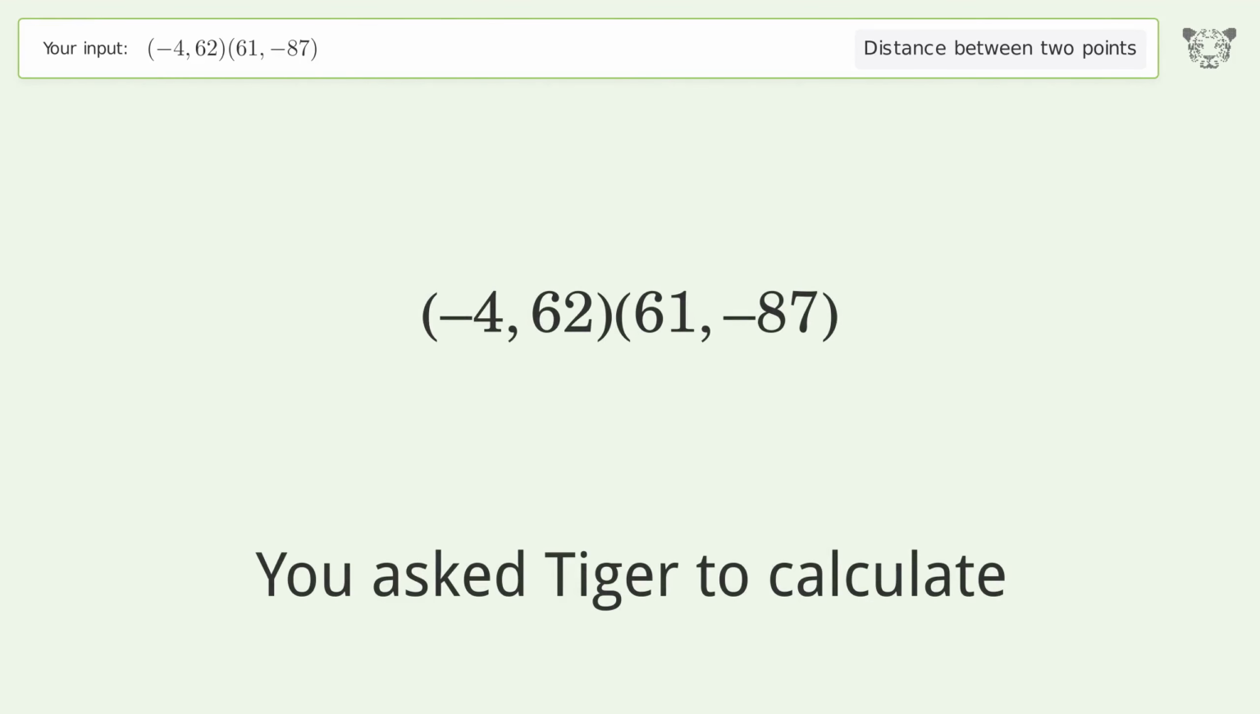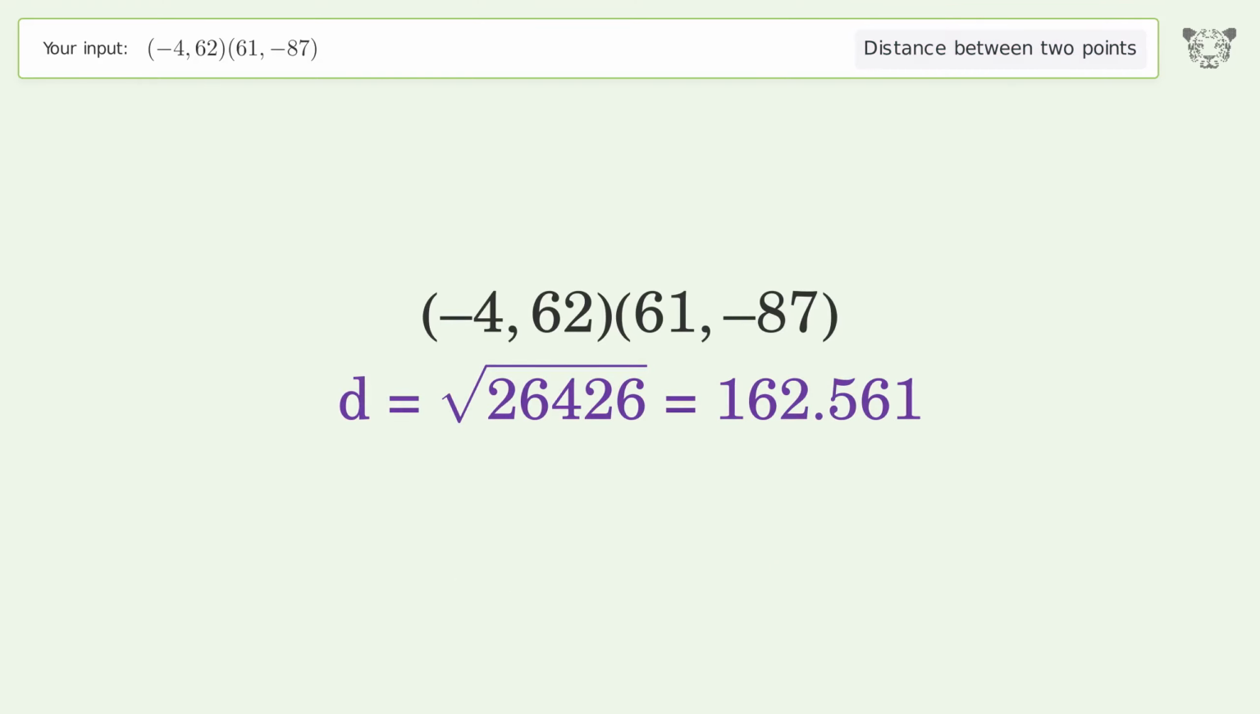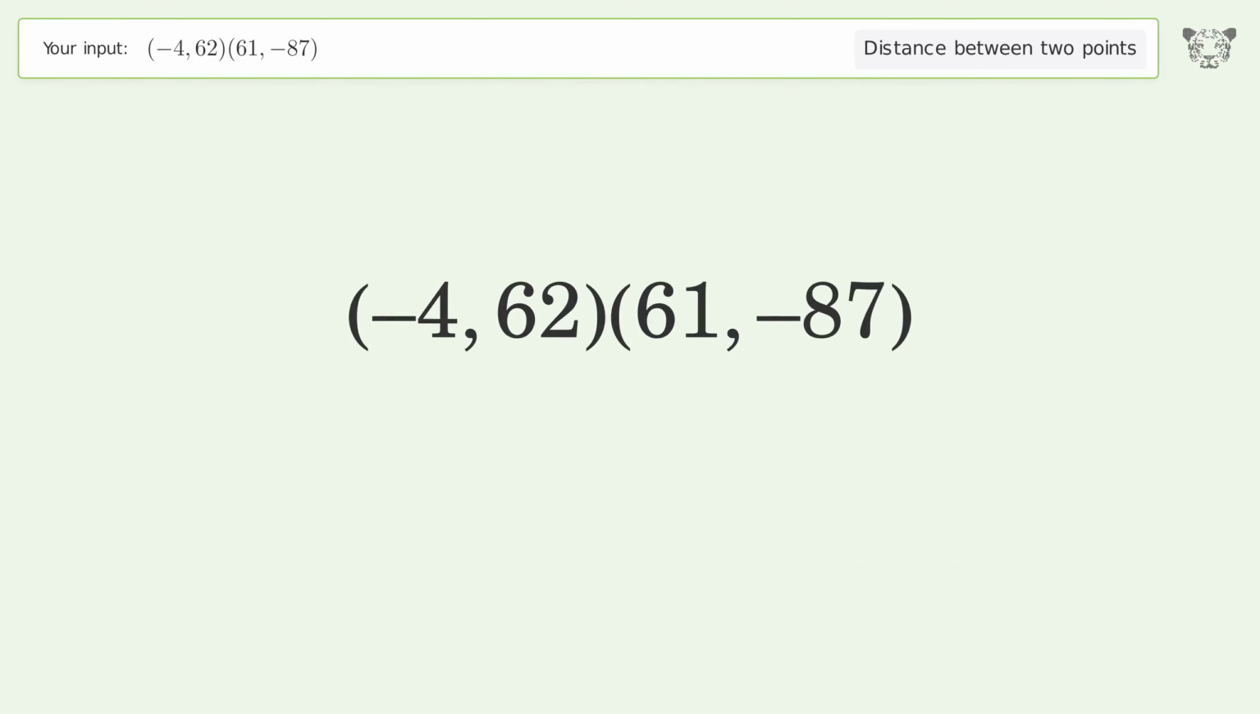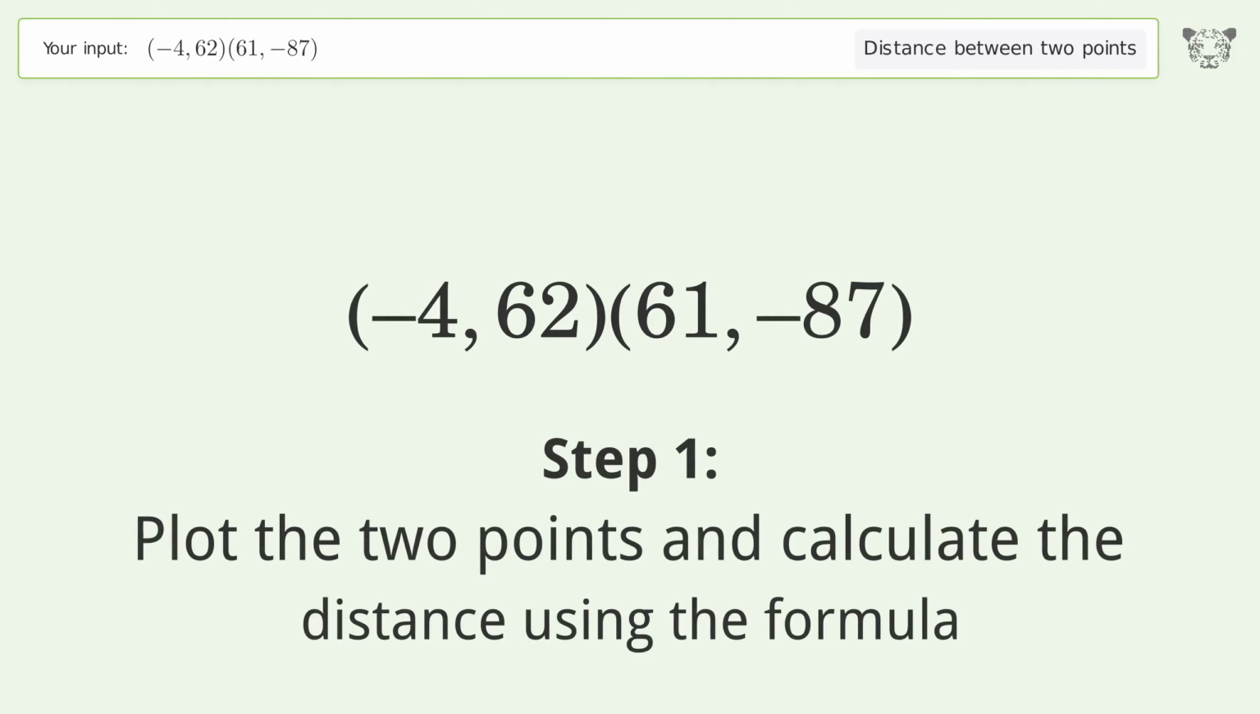You ask Tiger to calculate. This deals with the distance between 2 points. The distance between the 2 points is the square root of 26,426, or 162.561. Let's solve it step by step. Plot the 2 points and calculate the distance using the formula.